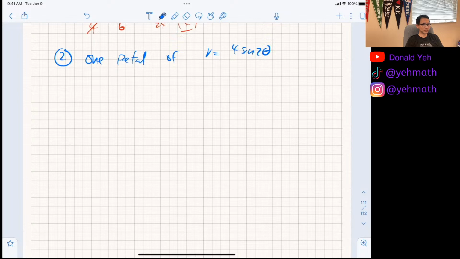I'm still taking the integral of cosine of 2 theta. Finding 2 theta over 2 theta, right?